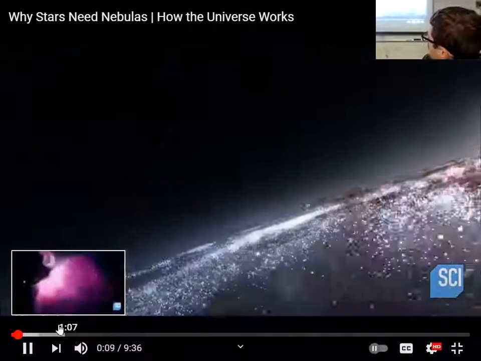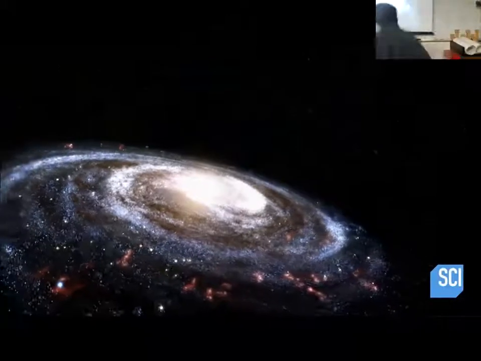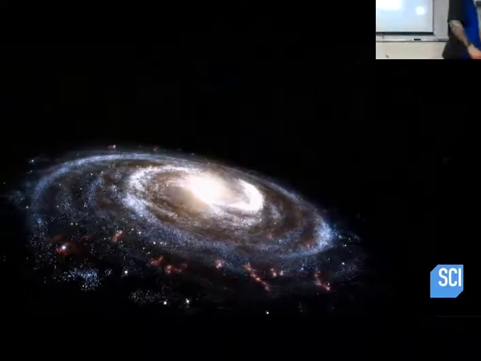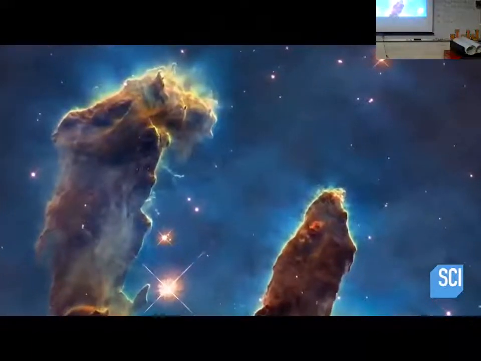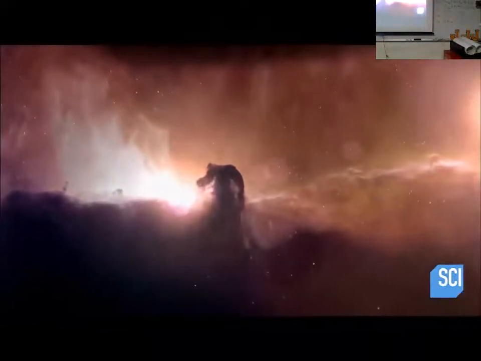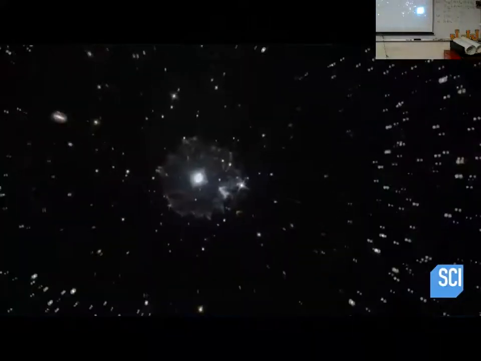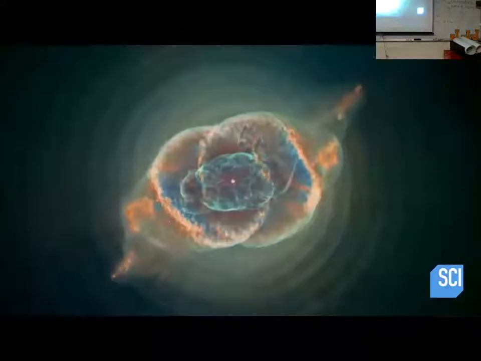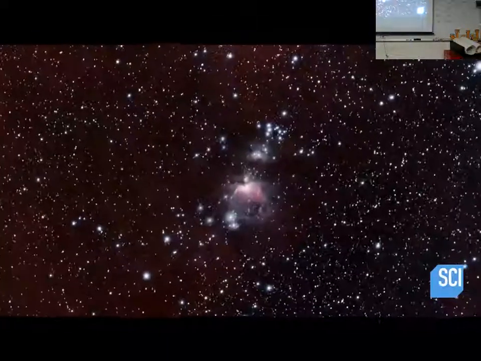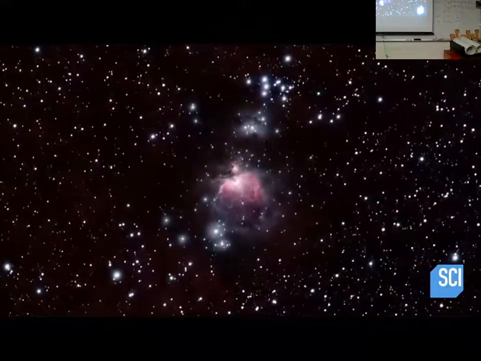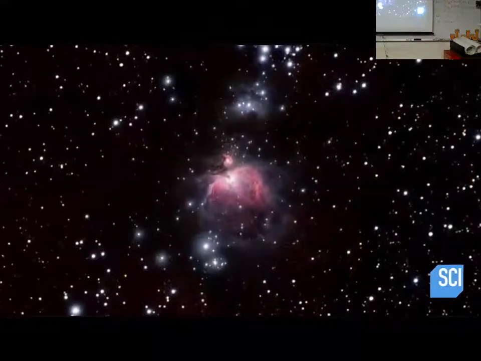The Milky Way, a spiral galaxy full of regions of gas and dust called nebulas, and everyone has their favorite. I really like the Horsehead Nebula. It just looks awesome. The Cat's Eye Nebula has always been really captivating to me. My favorite nebula is the Orion Nebula. The Orion Nebula is perhaps the best place to understand the evolution of stars. And it's right here in our own backyard.